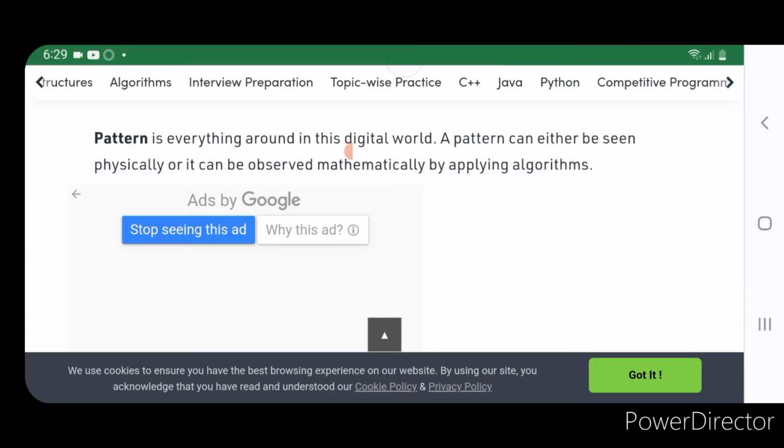Bismillahirrahmanirrahim. Pattern is everything around us in this digital world. A pattern can either be seen physically or it can be observed mathematically by applying algorithms.